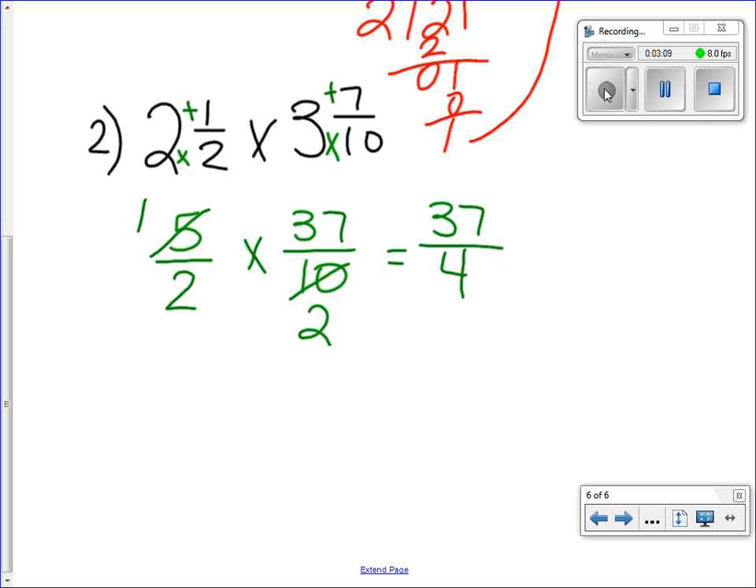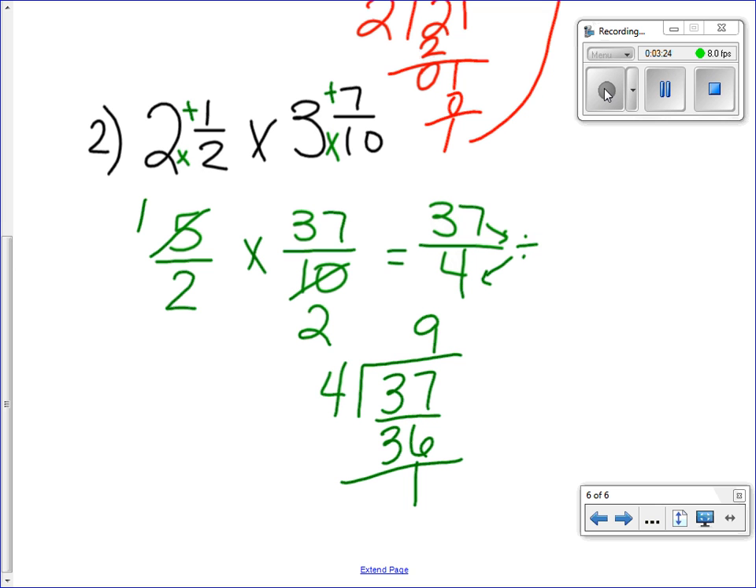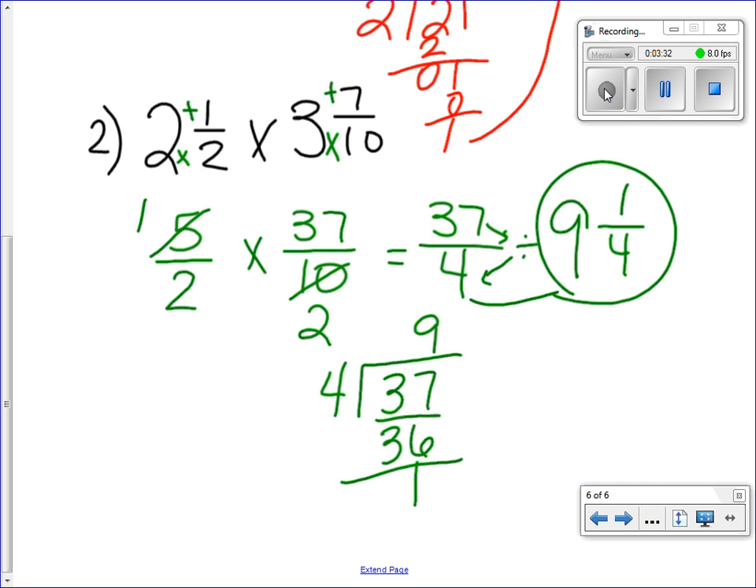Improper fraction, I would read this as 37 divided by 4. So work that out. 37 divided by 4. 4 goes into 37 9 times, which is 36. Gives me a remainder of 1, so I would write it as 9 1/4, because the remainder goes on top, and then your denominator stays the same.